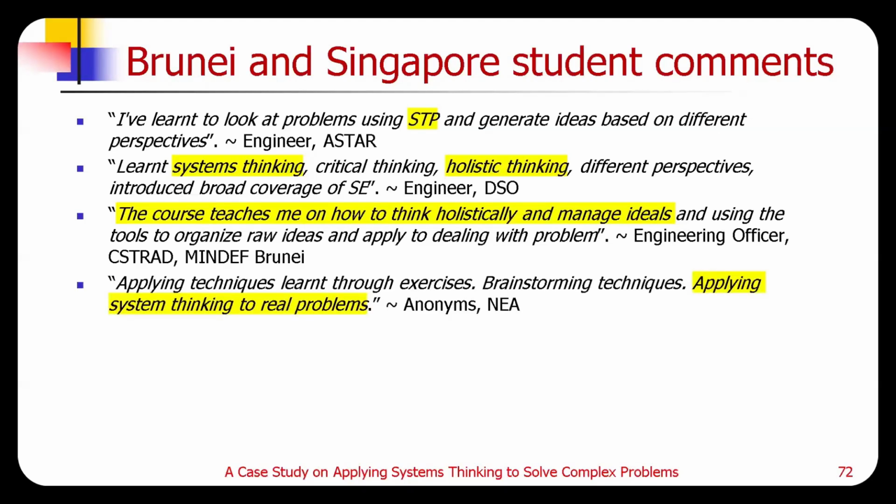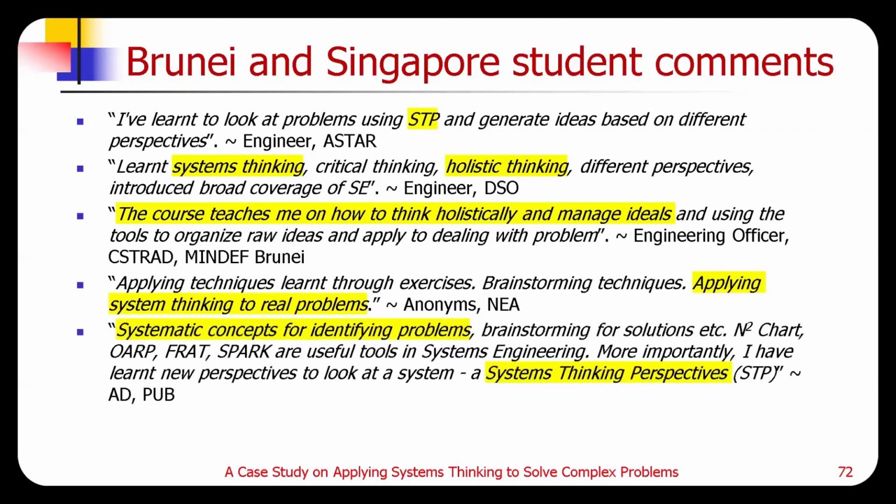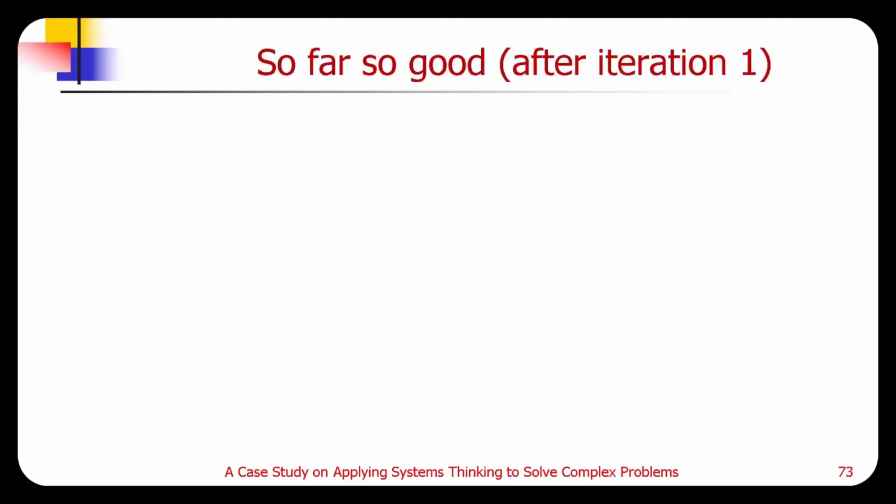Applying techniques learned through exercises, brainstorming techniques, applying systems thinking to real problems. Systematic concepts for identifying problems, brainstorming for solutions, etc. The N-squared chart, OARP, FRAT, Spark are tools that I haven't talked about in this lecture in systems engineering. More importantly, I have learned new perspectives to look at a system, systems thinking perspectives. Nice. So far, so good.